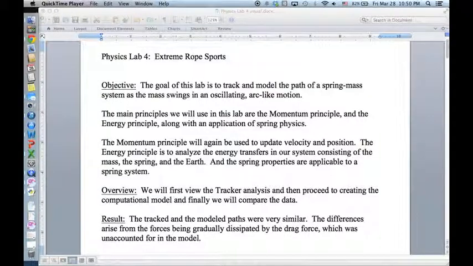Hey guys, my name is Alan Yoon, and this is Physics Lab 4. The goal of this lab is to track and model the path of a spring mass system as the mass swings in an oscillating arc-like motion.